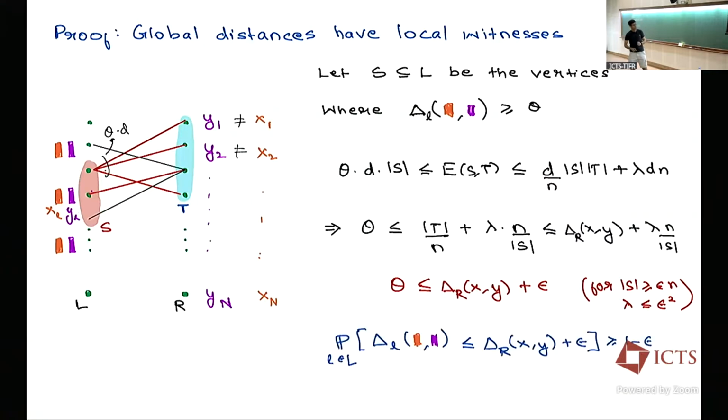This is just the statement I said, by contrapositive: the probability that the local distance is a lower bound on the global distance is very high, at least 1 minus epsilon. Let's just assume it's 1. Everybody has a lower bound on the global distance. Okay so far?